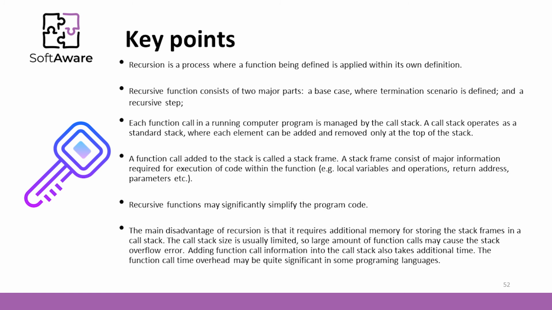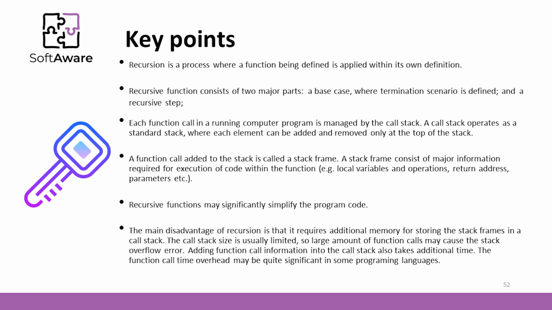The key point of this lecture would be the following. Recursion is a process where a function being defined is applied within its own definition. A recursive function consists of two major parts, a base case, where termination scenario is defined, and a recursive step. Each function call in a running computer program is managed by the call stack. A call stack operates as a standard stack, where each element can be added and removed only at the top of the stack. A function call added to the stack is called a stack frame.